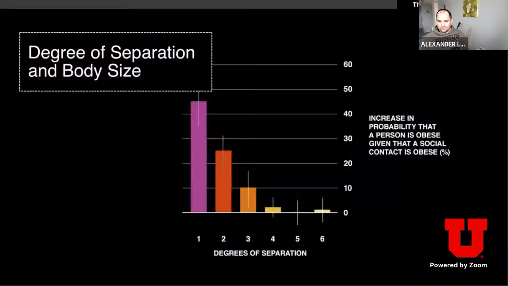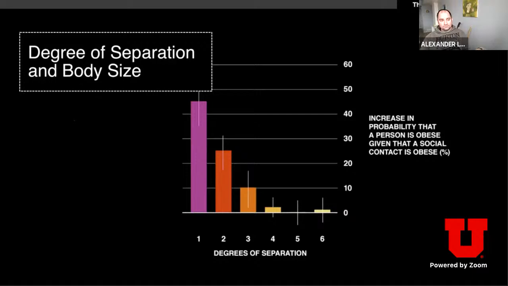This here shows on the y-axis the increase in the probability that a person is obese given that a social contact of theirs is obese, and on the x-axis, the degrees of separation between the two people. On the far left, you see the purple line. It says that if your friends are obese, your risk of obesity is 45% higher.